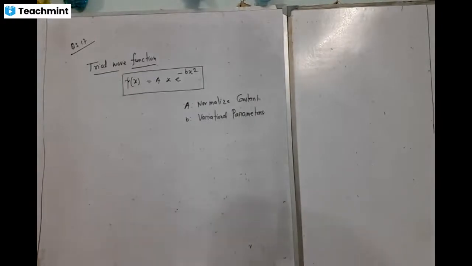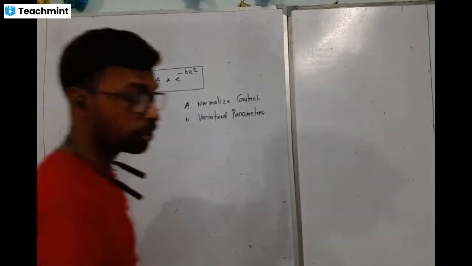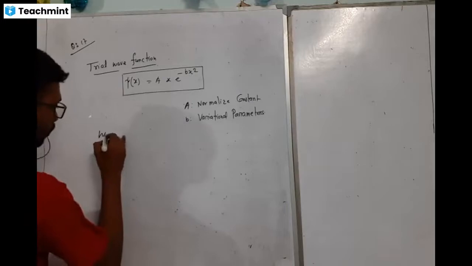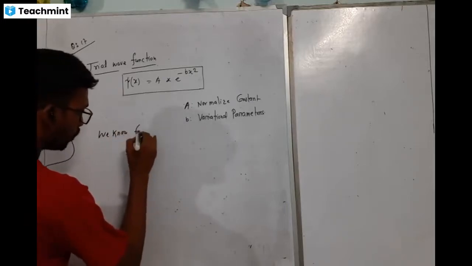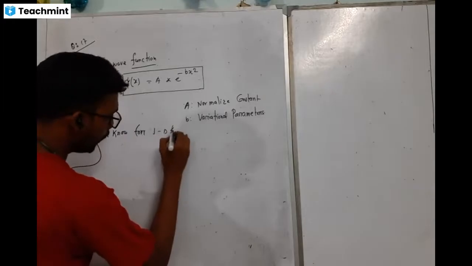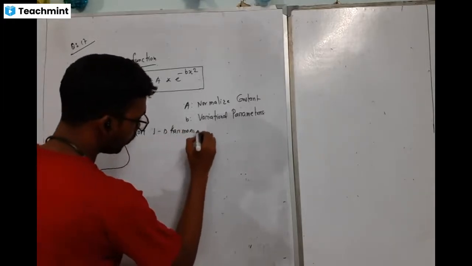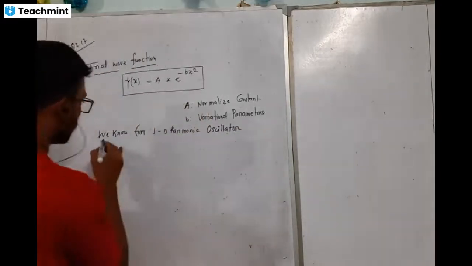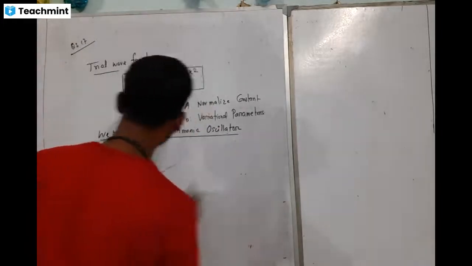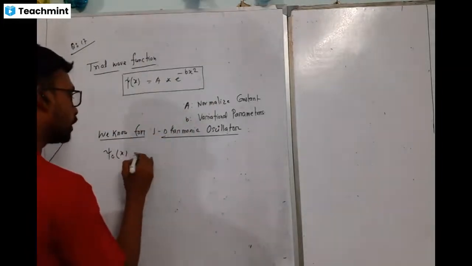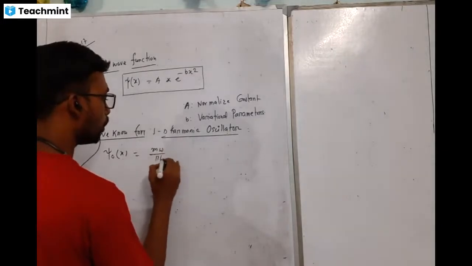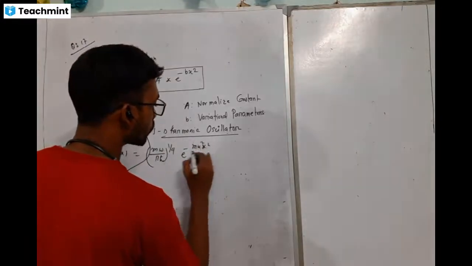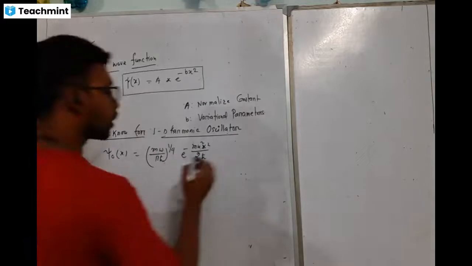1D हार्मोनिक ऑसिलेटर का जो एनर्जी एक्सप्रेशन होता है, वी नो, फॉर 1D हार्मोनिक ऑसिलेटर ग्राउंड स्टेट का वेव फंक्शन बेसिकली क्या होता है? (m omega upon pi h cut) whole to the power 1 by 4 e to the power minus m omega x square upon 2 h cut. This is the ground state wave function.